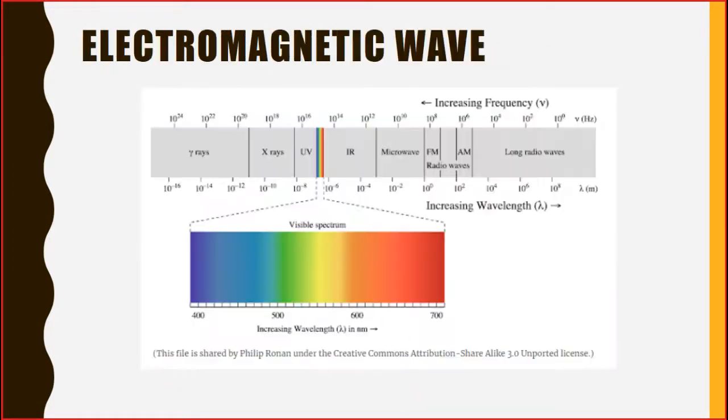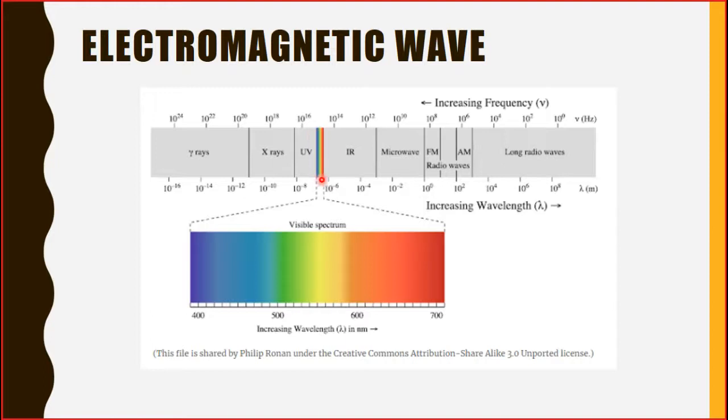All right. Next, we have the electromagnetic wave. This is the spectrum of electromagnetic waves. You start with this part over here: long radio wave, and then radio wave. You have microwave, which is usually used in your kitchen. IR is infrared, a technology that people use when they want to transfer data.